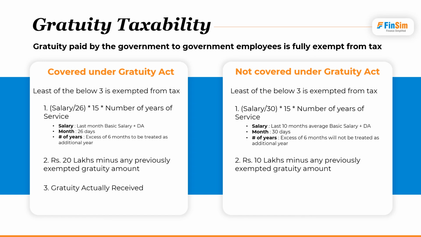Second condition, maximum amount of rupees 10 lakh and not rupees 20 lakh as in the case of employees covered under the Payment of Gratuity Act. However, the condition which we discussed relating to historical gratuity receipt, that is if an employee had received gratuity from his previous employers, then rupees 10 lakh will have to be reduced by the amount of exemption claimed earlier. Third condition is the actual gratuity amount received from the employer. In most of the cases, the amount of gratuity which would be exempted would be based on condition number 1.